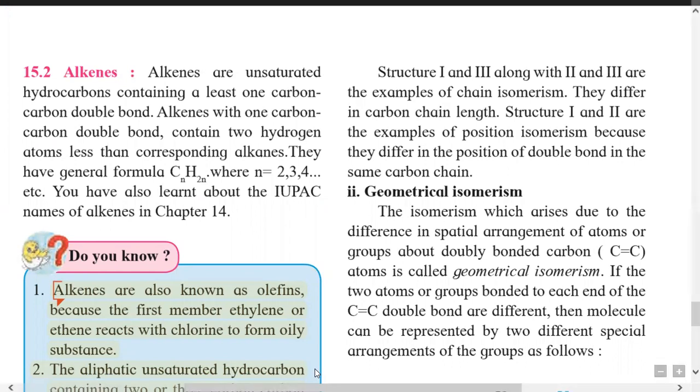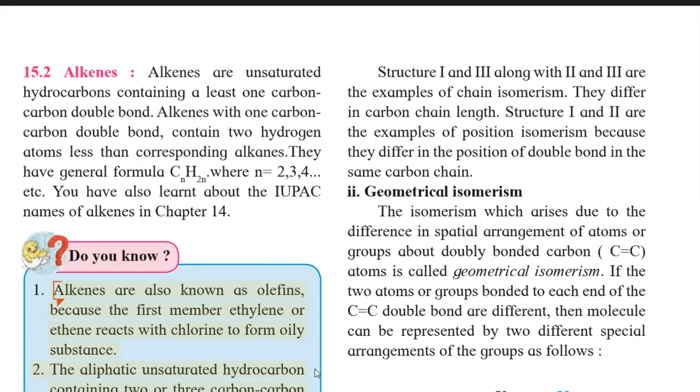So the second type of hydrocarbons are alkenes. These are carbon-carbon double bond containing compounds. The definition of alkene is: alkenes are unsaturated hydrocarbons containing at least one carbon-carbon double bond. So alkenes with one carbon-carbon double bond contain two hydrogen atoms less than the corresponding alkane.